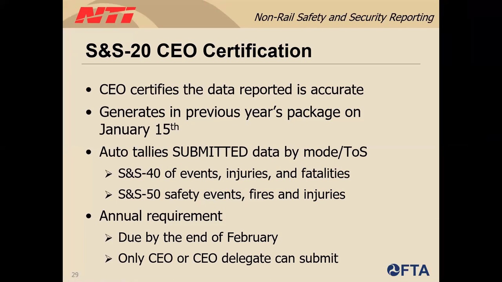The form automatically tallies submitted data by mode and type of service and separates them into two categories of major events and non-major events. So for your major events, you'll see the number of events, the number of injuries, the number of fatalities, again, by mode and type of service. And for SNS 50 events, you'll see the number of safety events, the number of fires, and the number of injuries, which of course would be equal to the number of safety events. This form is due by the end of February.